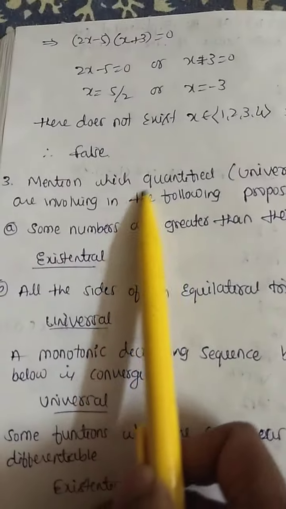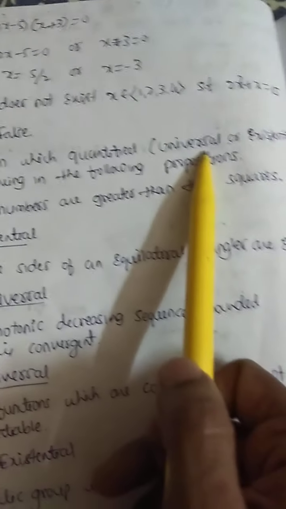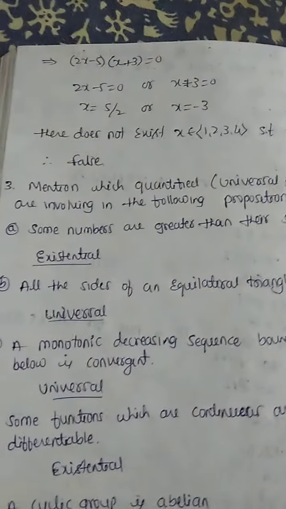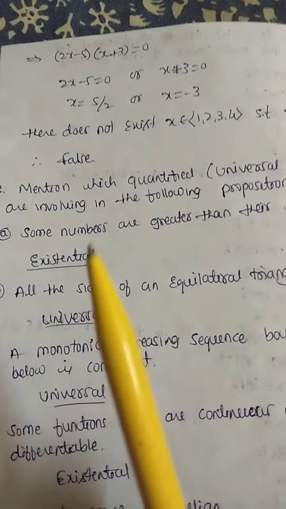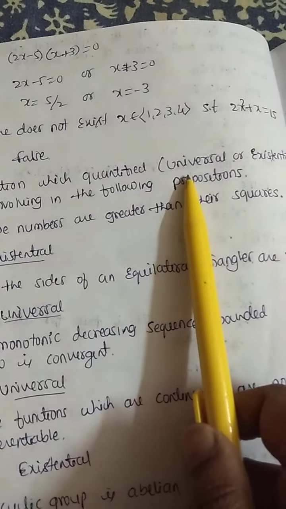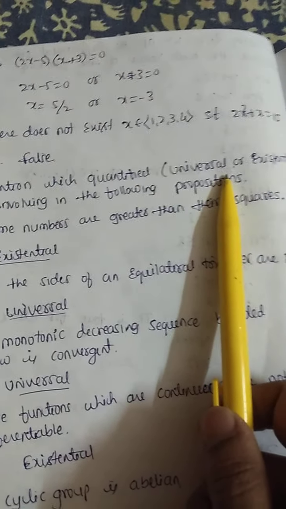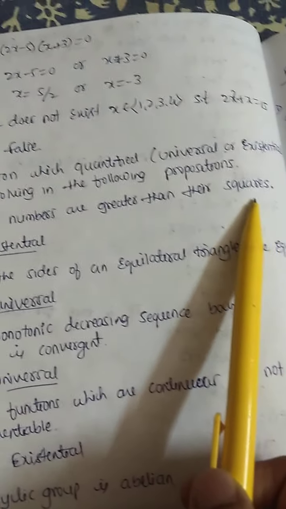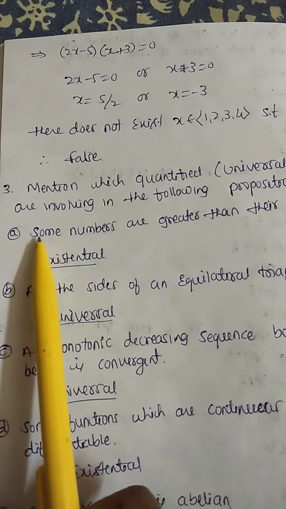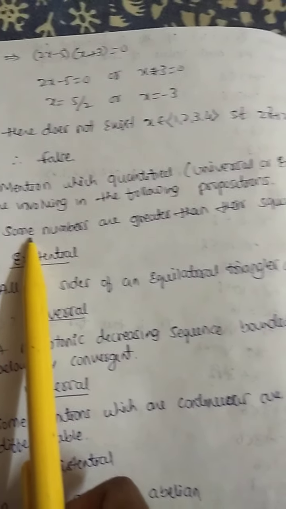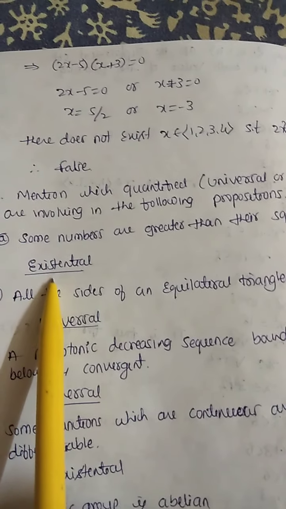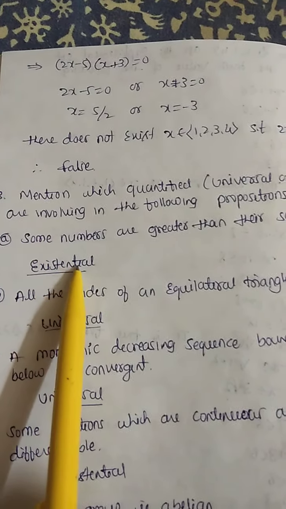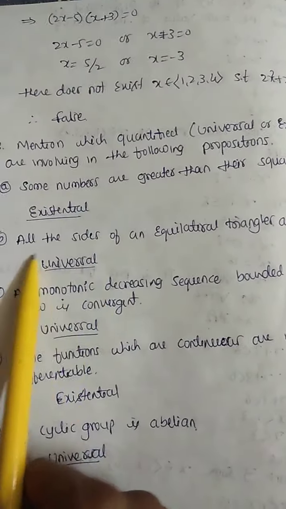Next, mention which quantifier, universal or existential, is involved in the following propositions. Here the propositions are given. We should mention which quantified statement is there in the sentence. First example: some numbers are greater than their squares. Here 'some' is the quantifier. Is this universal or existential? This is existential. Some is an existential quantifier.